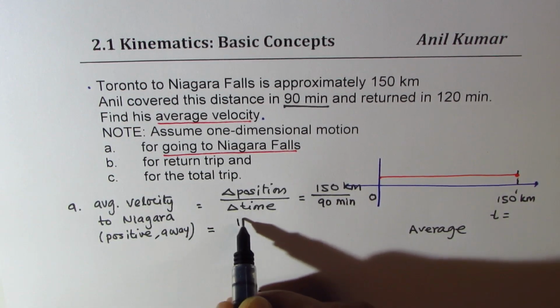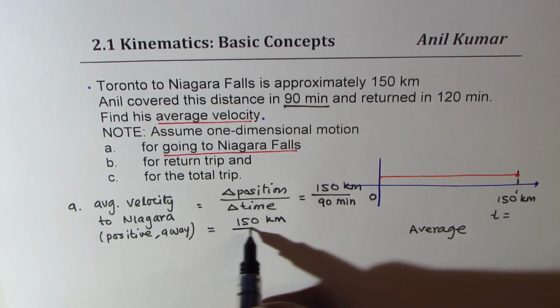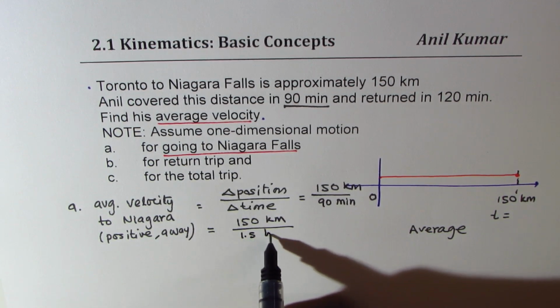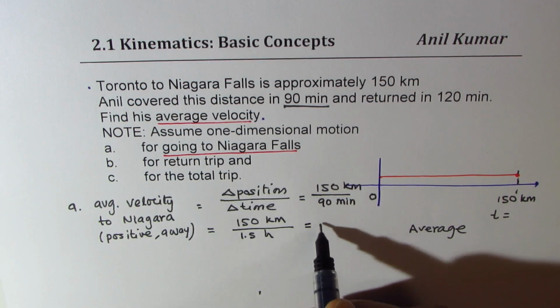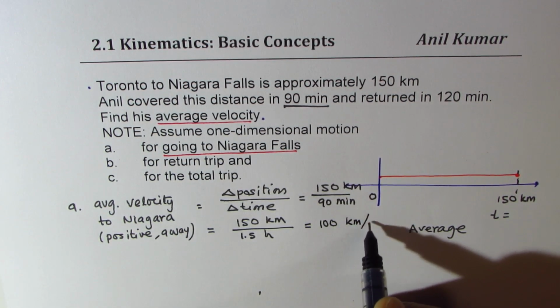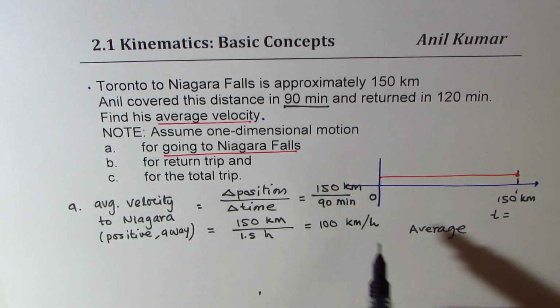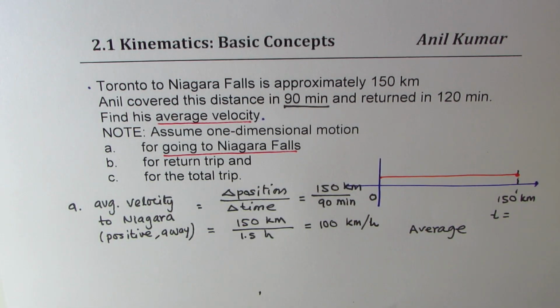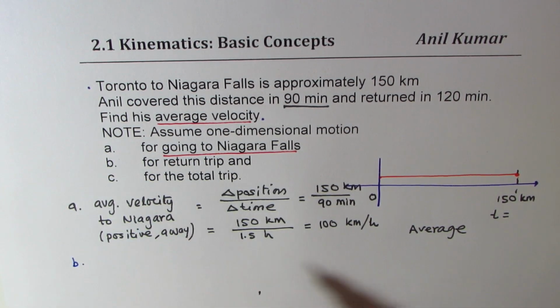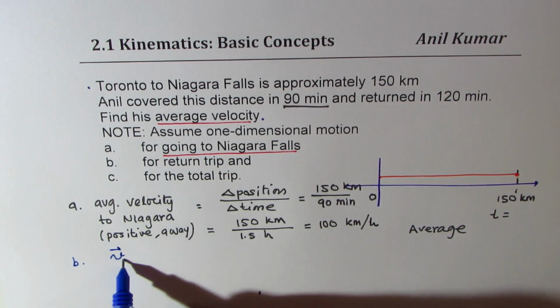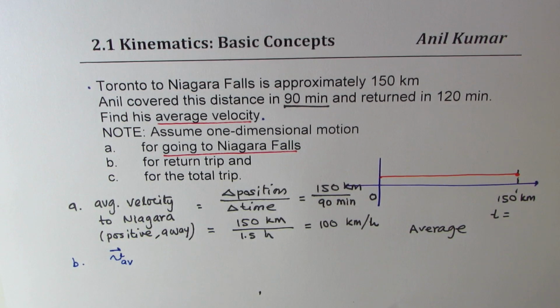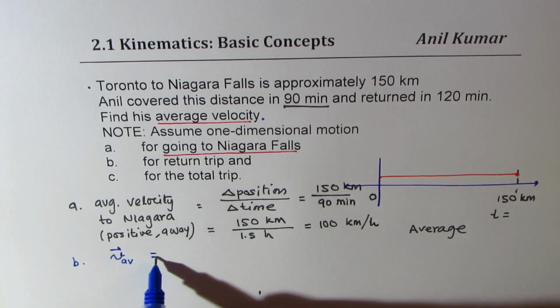So I could also write this as 150 kilometers over 1.5 hours. Right? So dividing this, we get 100 kilometers per hour. So that becomes the velocity since we have given the direction, correct? It is going away. So I hope that part is clear. Let's do part B. We could write this also as velocity in vector, right?